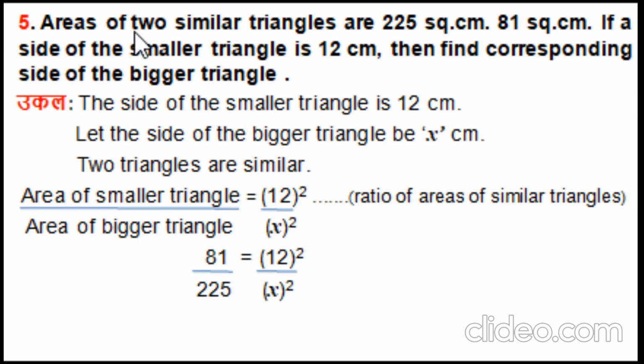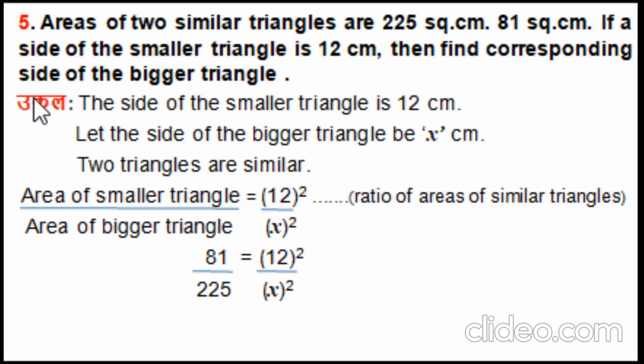The areas of two similar triangles are 225 square centimeter and 81 square centimeter. If a side of the smaller triangle is 12 centimeter, then find the corresponding side of the bigger triangle. So we are given two triangles, one smaller and the other bigger, and these two triangles are similar. Their areas are also given, and we have to find the side of the bigger triangle. Now, what is the solution?